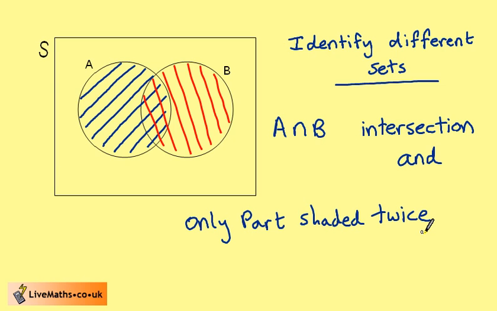When working with the union, you take everything that is shaded, irrespective of how many times. But when dealing with the intersection of two sets, you will only take the part that is shaded twice. We can identify that as this piece in the center. We can see both blue and red shading within this piece, so it's only this area here which is the intersection.